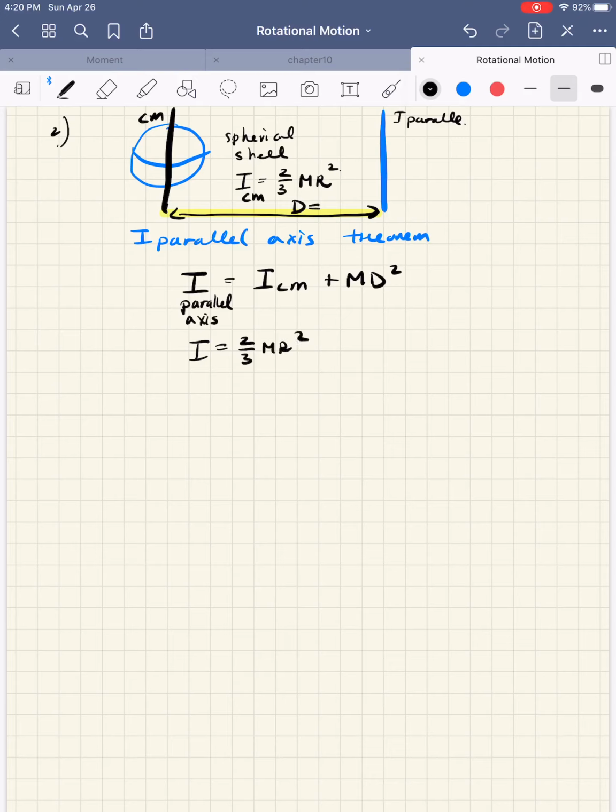So let's say d is equal to 5 times r here. Then it would be times that mass, that distance of d away, well, 5r squared. And so that is the moment of inertia about this axis as it moves around, rotates. So I would be equal to 2/3 plus 25 mr squared, or giving it a common denominator, 77/3 mr squared. So that's the moment of inertia about the parallel axis d away.